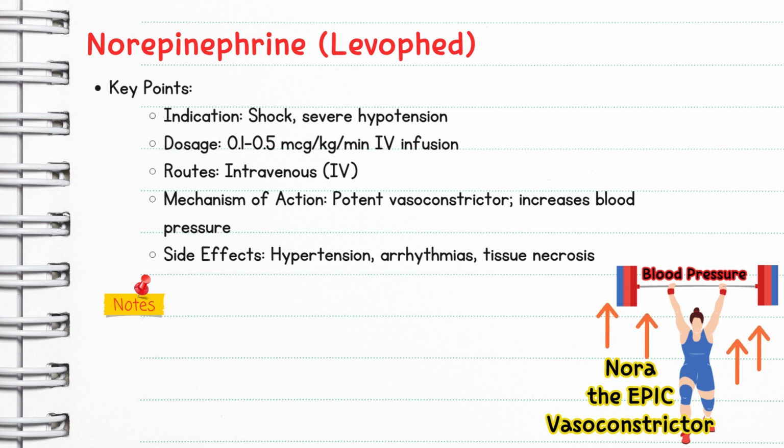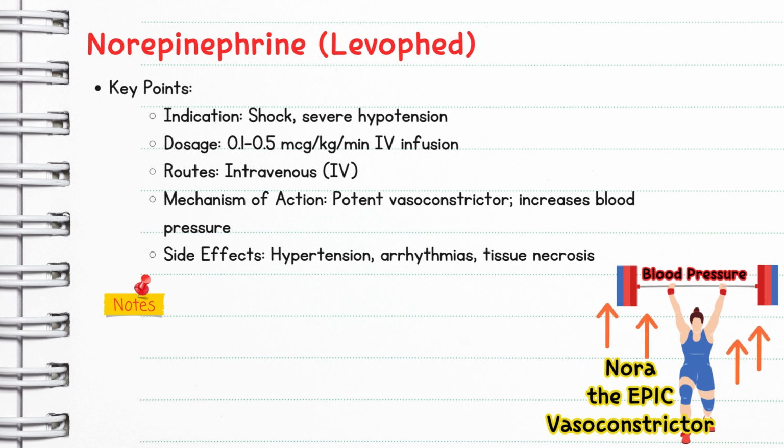So now norepinephrine, Levophed. This is a super common med, especially for patients with shock. You are going to see, people will call it Levo for short. You'll see Levophed all the time. So this little picture, okay, this is norepinephrine. This is Nora, the epic vasoconstrictor, okay? Like she's super strong and she can lift things way up in the air. She's raising things up like your blood pressure.